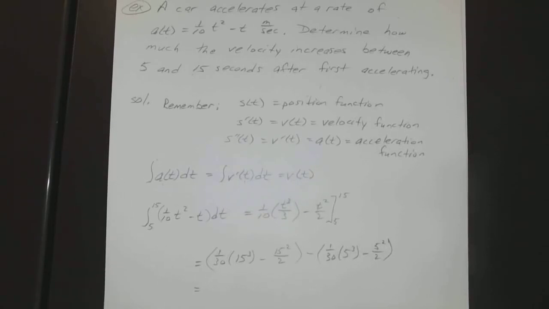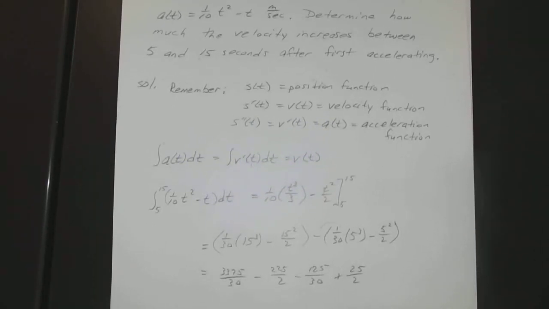Okay, so that actually gives us 3375 over 30 minus 225 over 2. If we distribute that, we'd end up with 125 over 30 plus 25 over 2. So once you plug all that in, skipping all those extra steps, you end up with 50 over 6, which is 25 over 3.